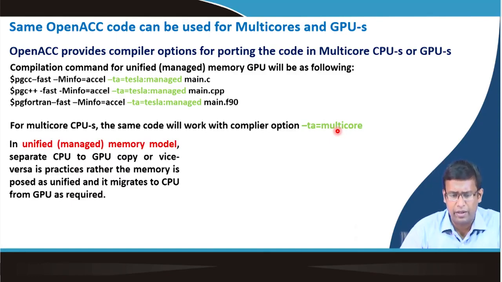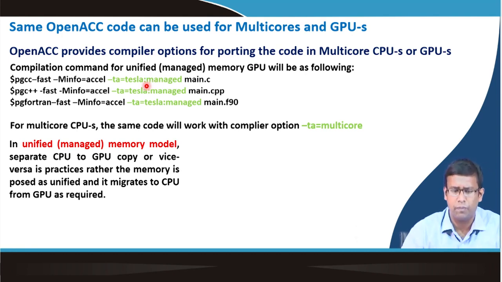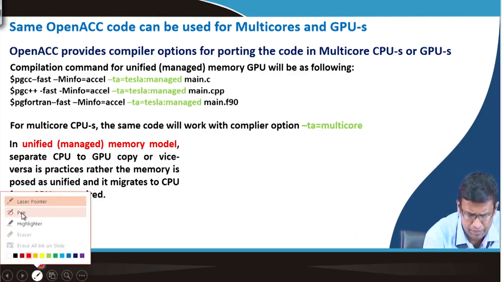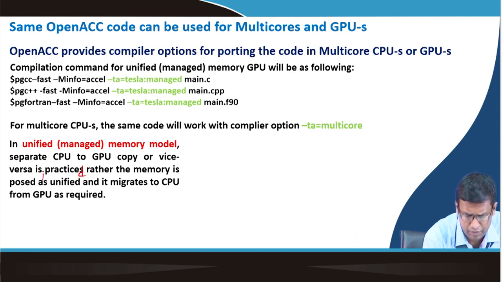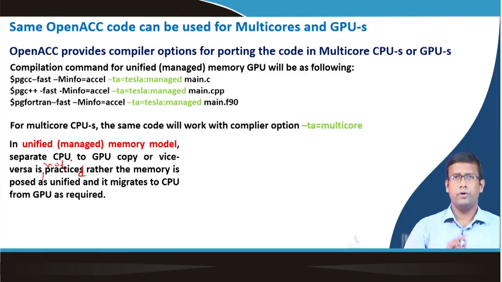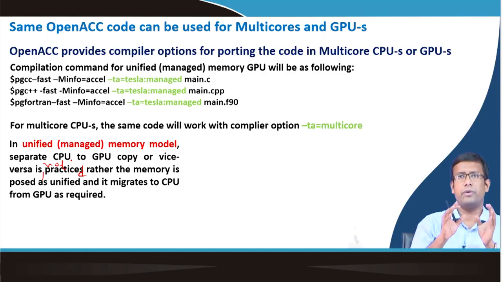In the unified managed memory access model, because we are using Tesla managed, the separate CPU to GPU copy or vice versa is not practiced. So data is not copied separately from CPU to GPU or GPU to CPU. Rather, we consider a unified memory access, where the entire data is present somewhere combining CPUs and GPUs, and whichever device, host or device, requires the data, the data will migrate towards that.